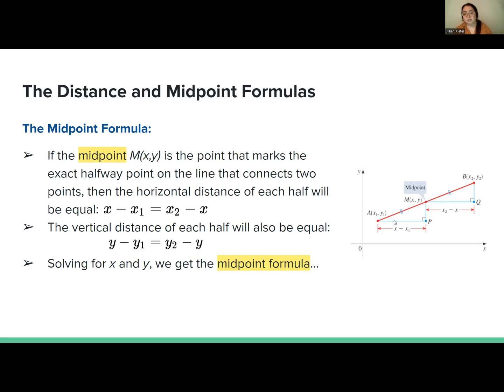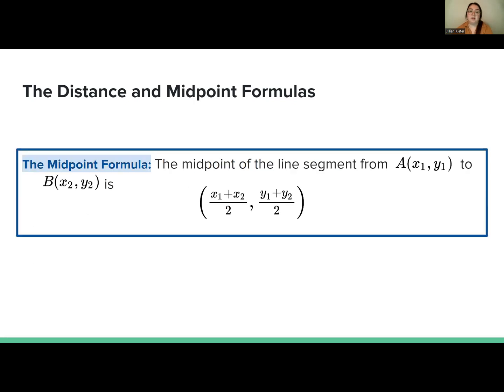So if you actually solve for x and y to get the midpoint formula, here's the bread and butter again. This is the one you need to remember. The midpoint formula says that the midpoint of the line segment from point A, which is our first point, to point B, which is our second, is this formula right here. Because remember, your midpoint is a point. It needs to be in the form of an ordered pair. Your distance is just a value.